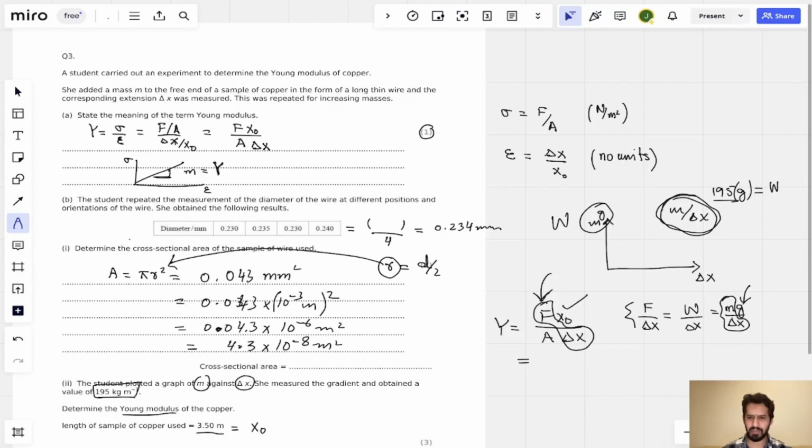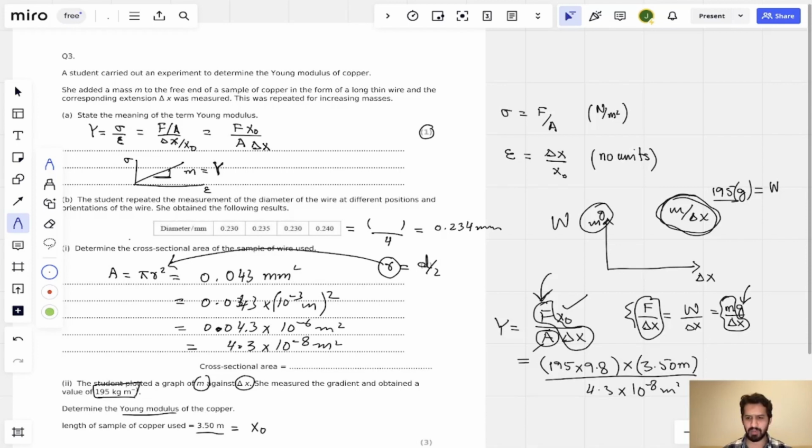Then x naught is given, and we just calculated area in the last question. So we can make these substitutions. For F divided by delta x, we'll write slope, which is 195, times acceleration due to gravity. So 195 times 9.8, this is F divided by delta x. We need to multiply this with the original length, which is 3.50 meters, and then divide it by area, which is 4.3 times 10 to the negative 8 square meters.